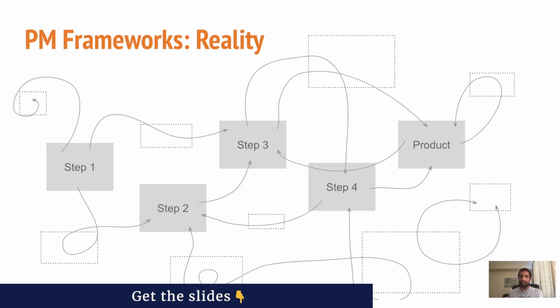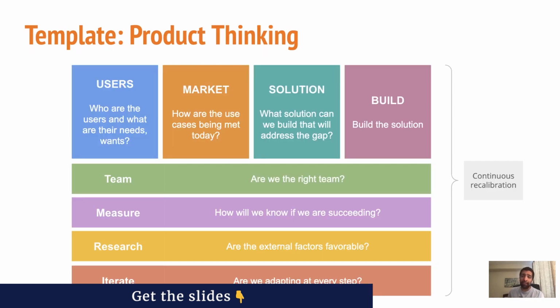It looks something like this. As soon as you start, you realize that there are too many cross dependencies. There are too many different teams in play, too many decision makers, etc. Now, in all of this, the key question is if this is the snapshot of reality, how do you manage the chaos? For that, I have developed a simple template that can help you cultivate product thinking.